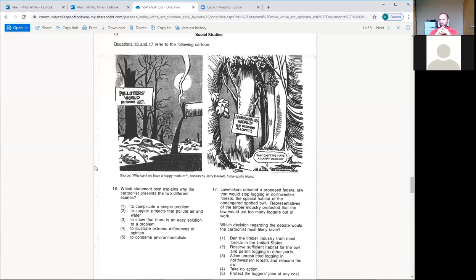So let's look at a little more complicated one that takes a little more application. Number 17. Number 17.